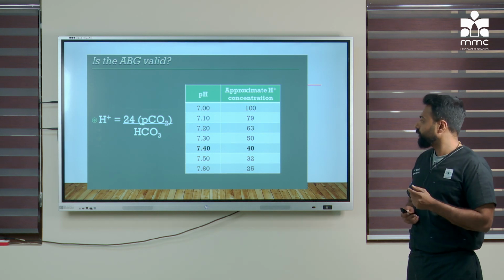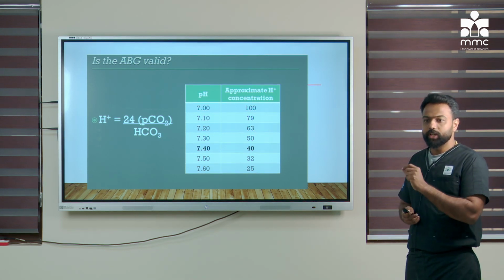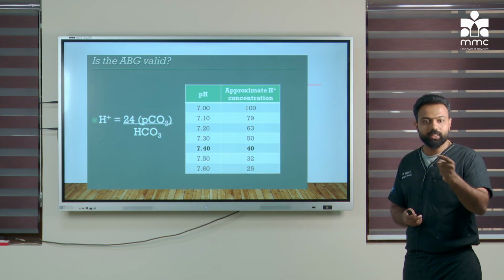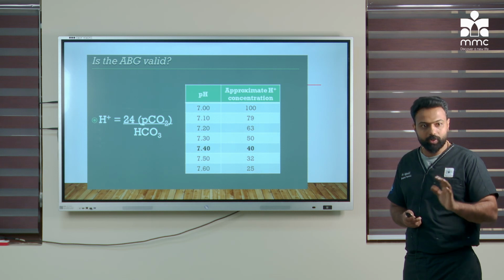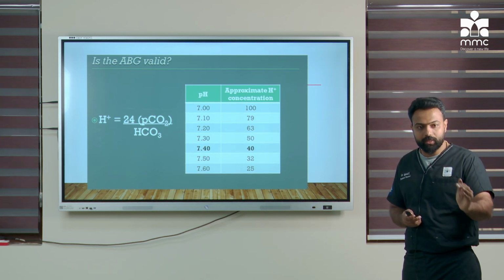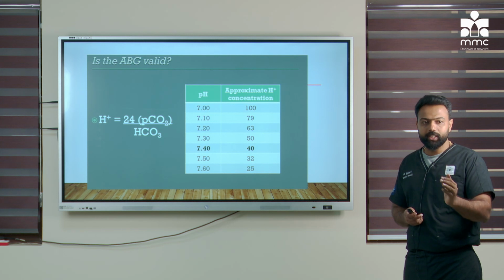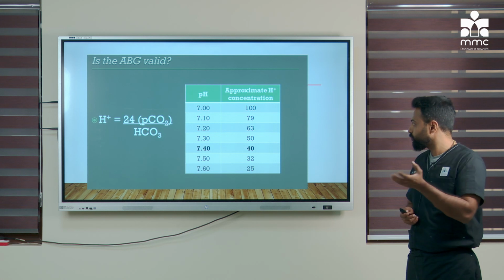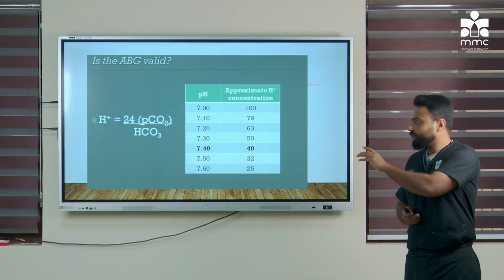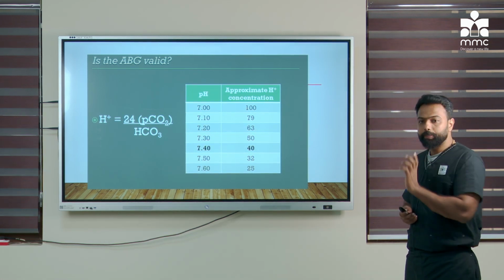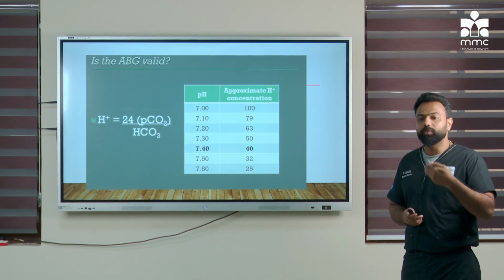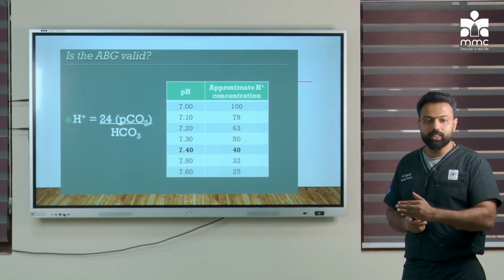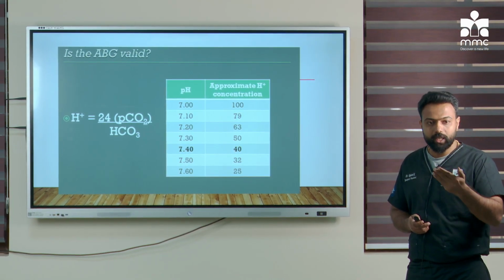You keep the chart like this; you can download it from the net. If you get an H plus value of 40, it should correspond to a pH of 7.4. So you have to look at the ABG: is it showing 7.4? If it is there, it is validated. That ABG is valid. If you get an H plus of 79 after applying this formula, then the pH should be 7.1. So you look at the ABG, and if the pH is 7.1, the ABG is validated.